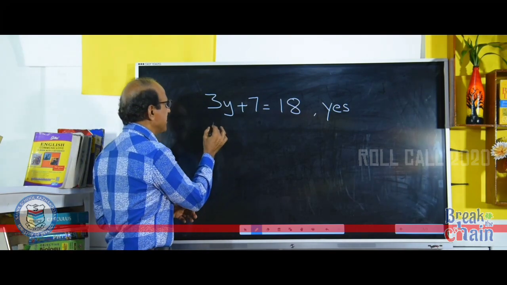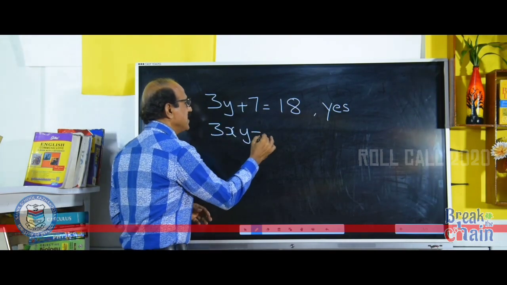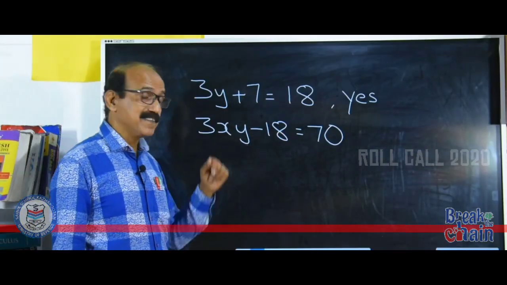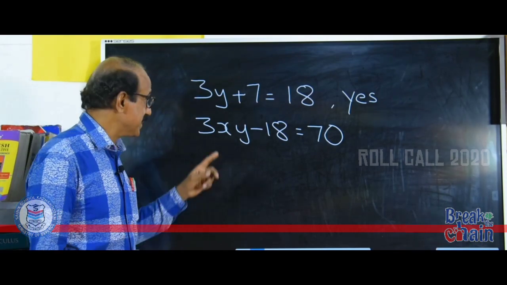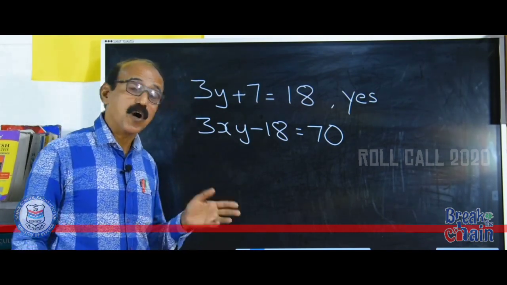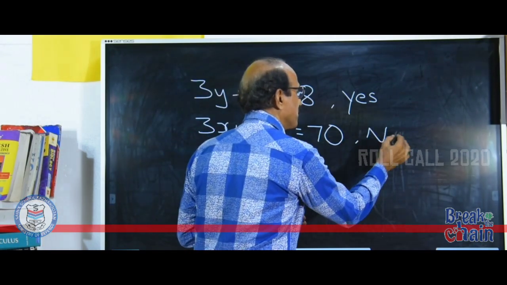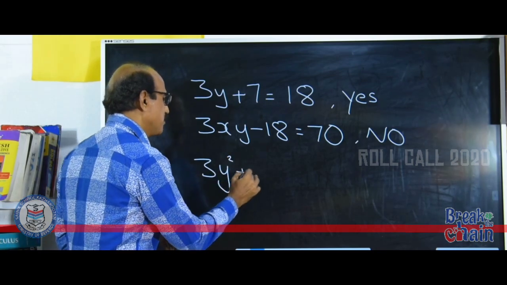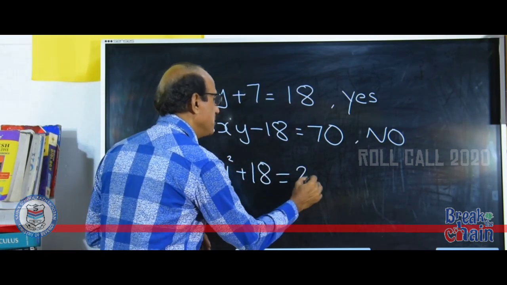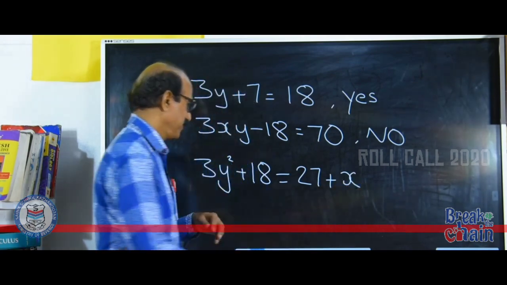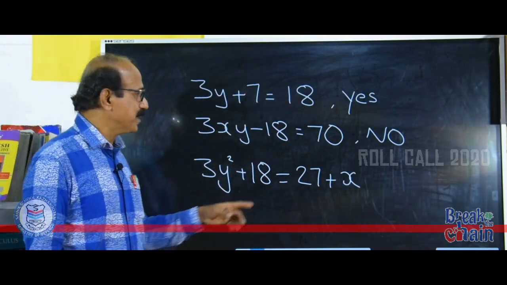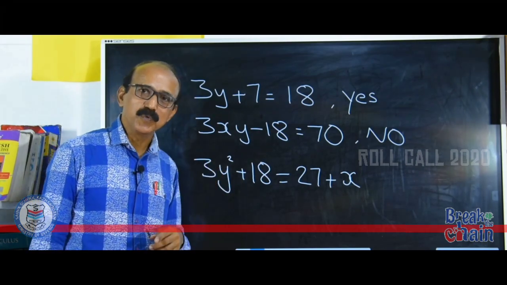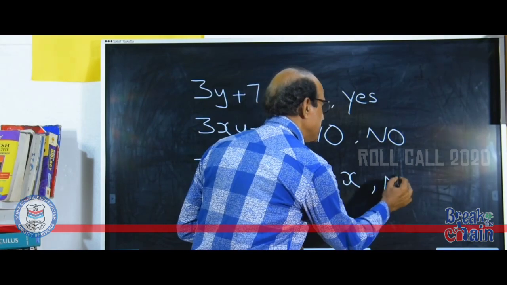Now, let us take another example, 3xy minus 18 equal to 70. Here the equal sign is there, but there are two variables present, x and y. So, it is not a linear equation in one variable. Consider one more example, 3y square plus 18 is equal to 27 plus x. Here we have two variables, x and y, and moreover the highest power of the variable y is 2. So, anyway it is not a linear equation in one variable.